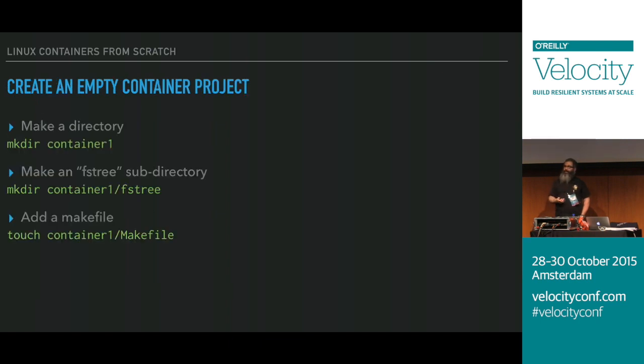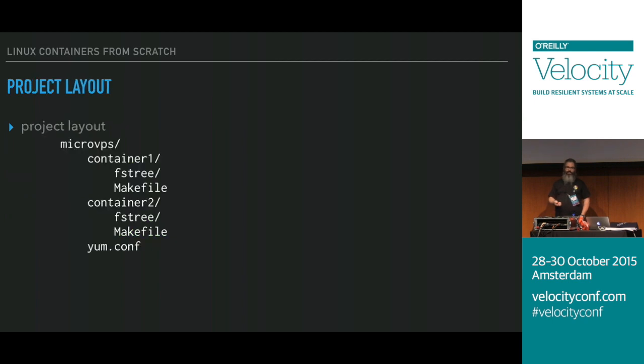And we created an empty project. So what does my container project look like? Looks like that. If I'm going to be building containers, I have a top directory where I've got my yum file, and then I've got one directory per container. They each have an fstree directory where I'll put my sources that want to go into the container, and then, of course, a makefile.